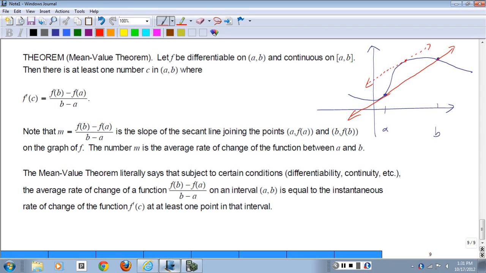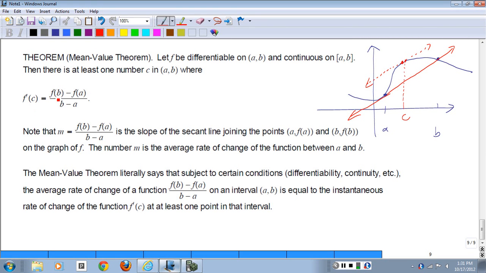Even though it crosses the graph again? Yes, it's okay. It just needs to have the same steepness as the curve at the point where it intersects the curve. So, the tangent line to the graph is parallel. Let's see what it means here. This is our C.